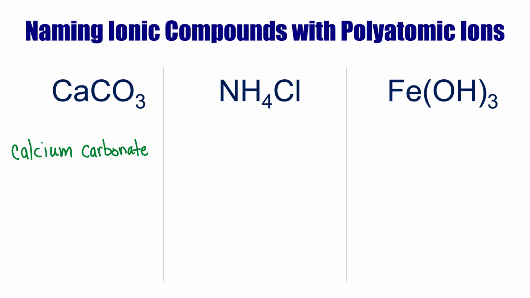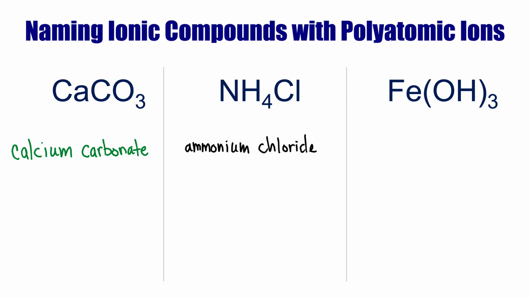This is made up of a polyatomic ion and a nonmetal. That polyatomic ion, if I look on the back of the periodic table, is called ammonium, and the nonmetal is chlorine, so I'm going to change the ending to chloride. So that's going to be ammonium chloride.